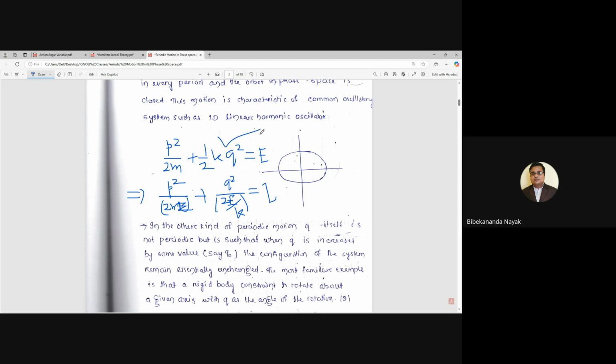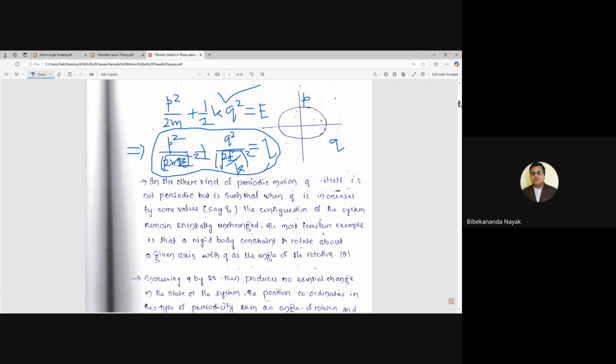Yes, sir. But what is this equation? x squared by a squared plus y squared by b squared equals 1. It is the equation of an ellipse, isn't it? If you take x equal to q and y equal to p, obviously it is an ellipse. An ellipse is a closed path. So the phase space diagram of the harmonic oscillator is a closed path, so harmonic oscillator motion is known as libration.